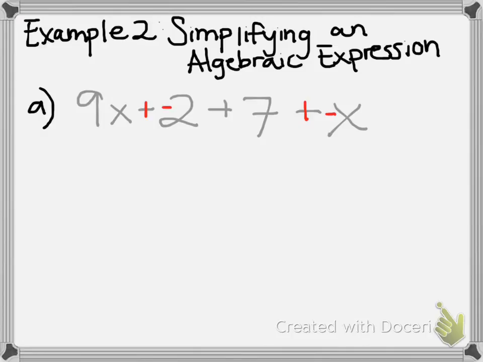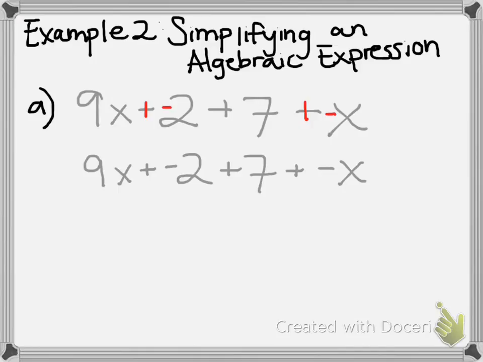So I am going to go ahead and rewrite that whole equation. I have 9x plus negative 2 plus 7 plus negative x. Now, in example 1, I had you guys list the terms and then list the like terms, but now I want you to go ahead and simplify the equation. Now, whenever I or a book or a test asks for the simplest form, it means that the expression should have no like terms and no parentheses. That means you've done all you could to simplify this equation.